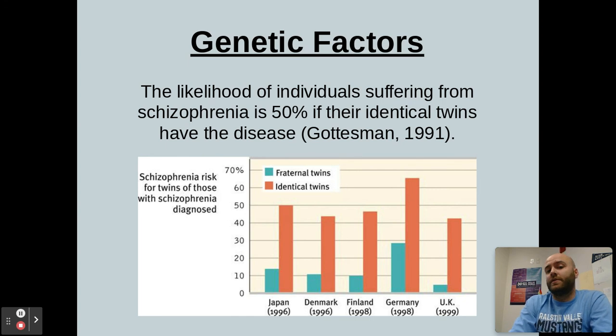Some genetic factors. The likelihood of individuals suffering from schizophrenia is 50% if their identical twins have the disease. So this is showing that schizophrenia has a genetic link and is highly heritable. But this is not to say that identical twins have a higher likelihood of developing schizophrenia. It's just showing you the genetic link. If you are an identical twin and your identical twin has schizophrenia, you are 50% more likely to also develop schizophrenia. You can see those links across cultures of the world down here.